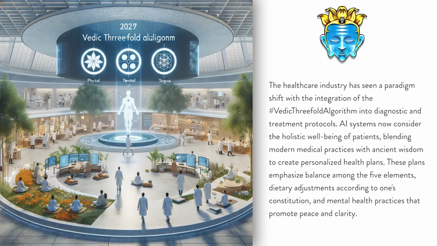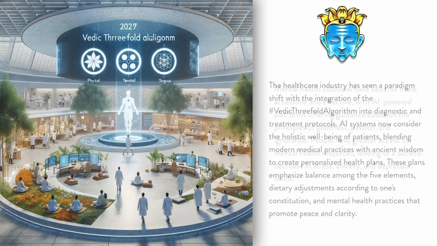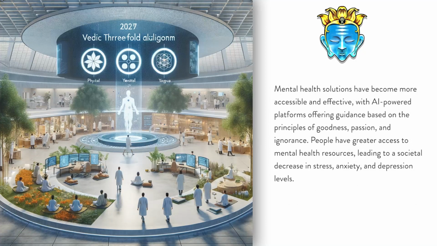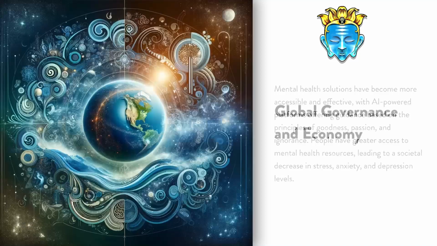These plans emphasize balance among the five elements, dietary adjustments according to one's constitution, and mental health practices that promote peace and clarity. Mental health solutions have become more accessible and effective, with AI-powered platforms offering guidance based on the principles of goodness, passion, and ignorance. People have greater access to mental health resources, leading to a societal decrease in stress, anxiety, and depression levels.